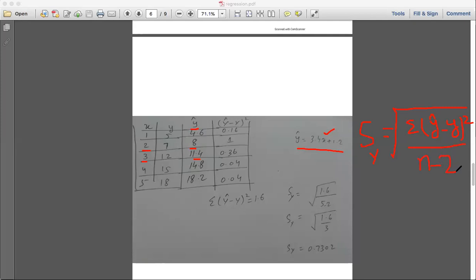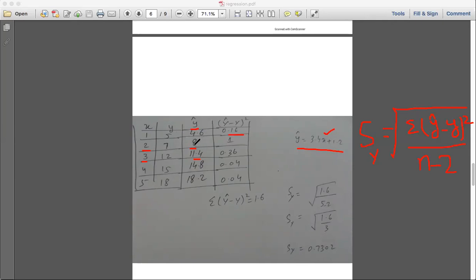Okay, after y hat we can see what we need, y hat minus y, and then take the square. Here you can see in one step I did two things, y hat minus y and then take the square. You can separate it. First find y hat minus y and then take the square. Okay, please check it. So what are the values of y hat? 4.6, 8, 11.4, 14.8, 18.2. And what are the values of y? 5, 7, 12, 15 and 18. First find y hat minus y. For example, 4.6 minus 5, what will we get? 0.4, and then take the square, it will come 0.16.